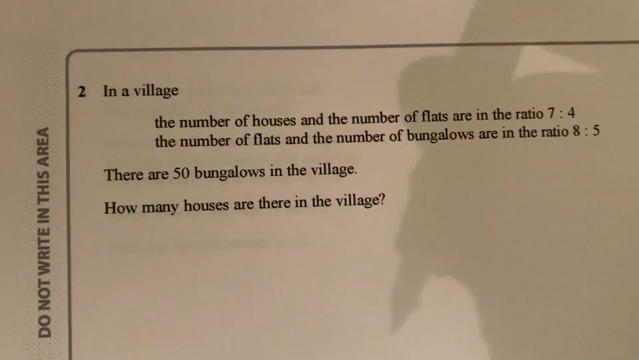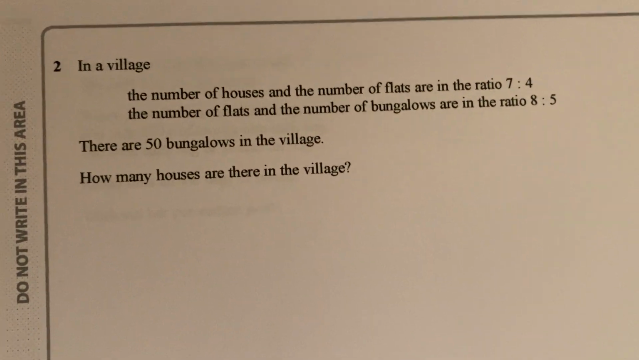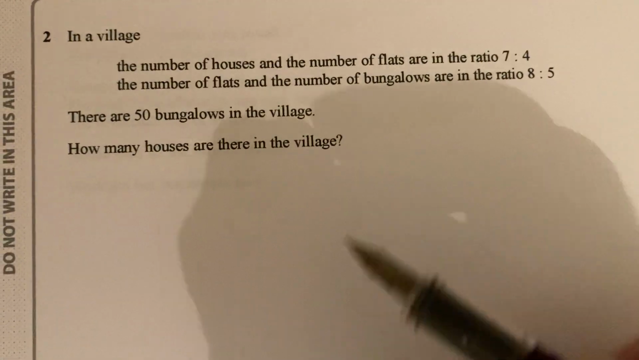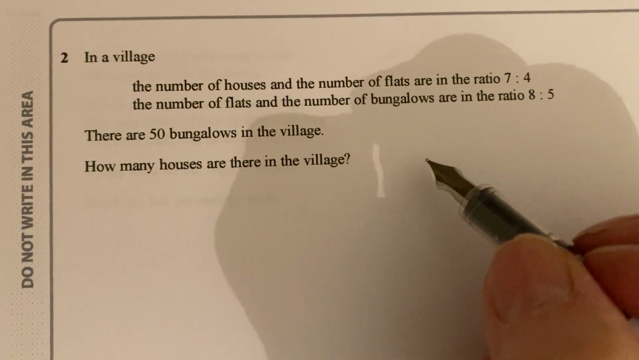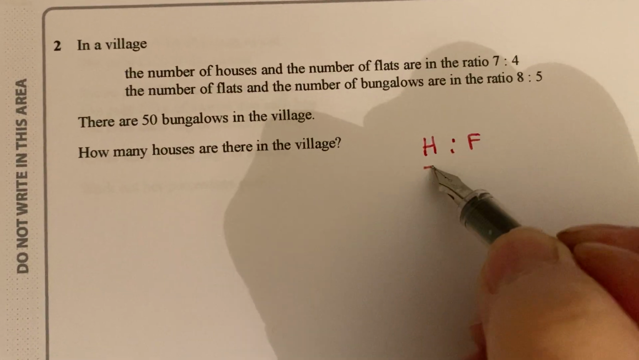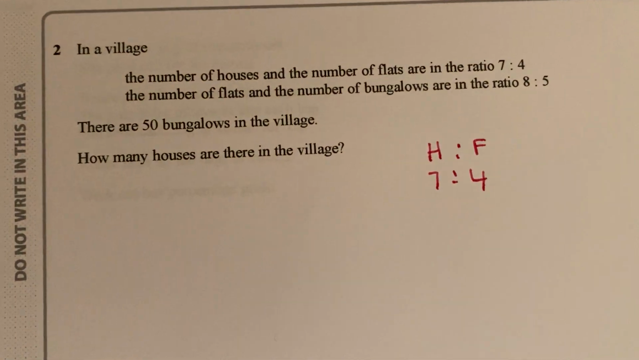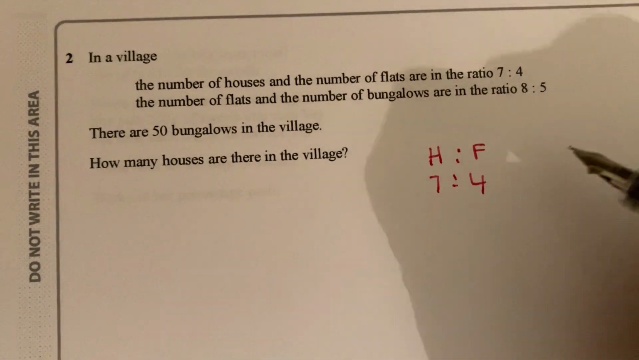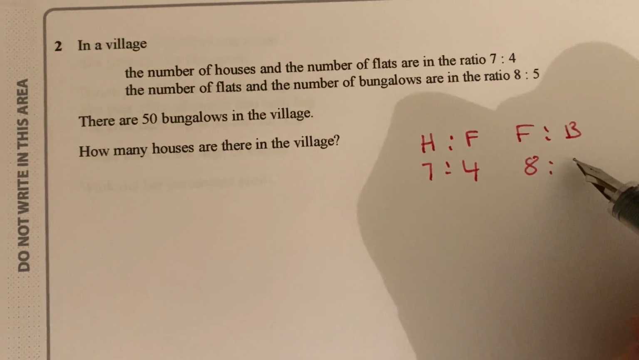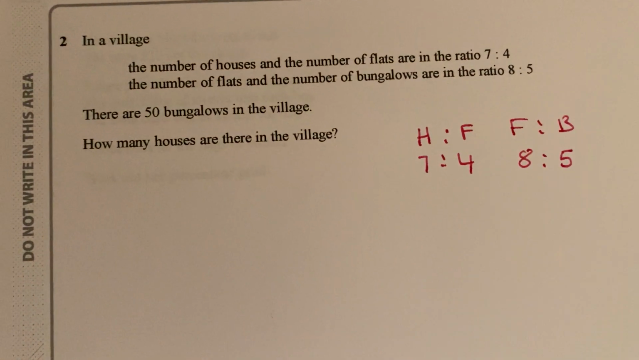Okay, question 2. It says here, the number of houses and the number of flats are in the ratio. Now, ratio has been really quite popular nowadays. So what I'm going to do here is I've got the number of houses and flats, so houses to flats, 7 to 4. Writing it like that's handy. The number of flats to bungalows is 8 to 5. I'm writing down the information.